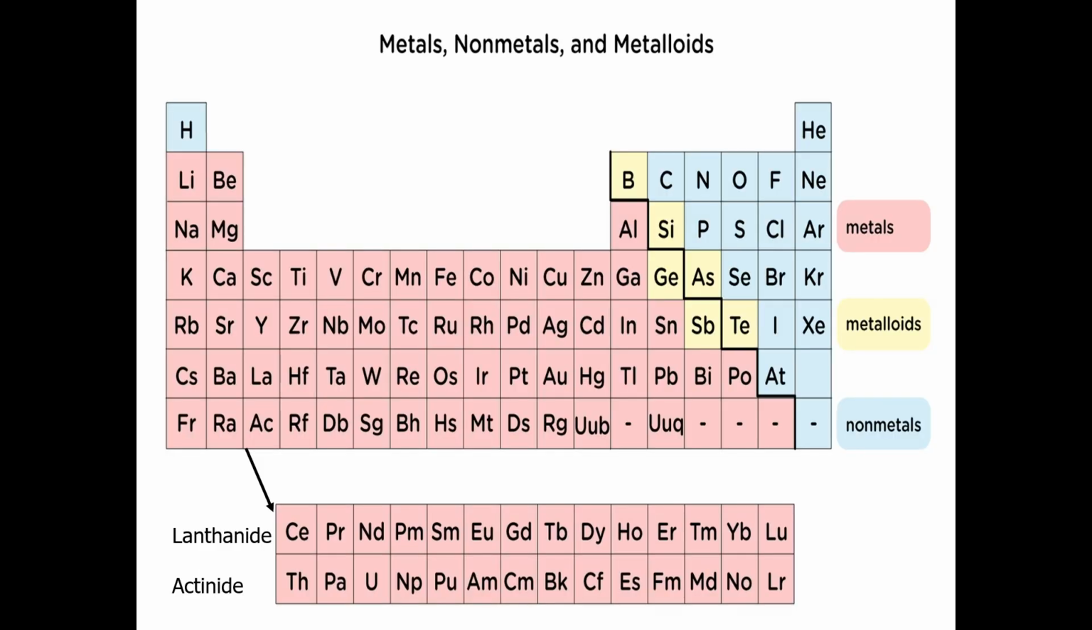Here you can see the lanthanide and the actinide series at the bottom of this periodic table. If they had been included in the main body of the periodic table, it would have made the table much wider, making it much more difficult to show.